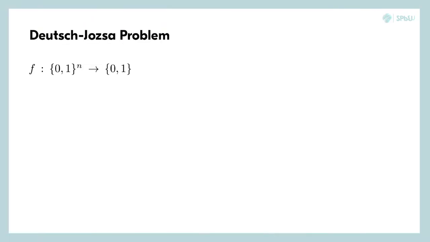Let's take a brief look at some other quantum algorithms designed to show the power of quantum computing. The Deutsch-Jozsa problem, published in 1992, is formulated like this. We have a black box oracle function which maps n bits to 1 bit. And we know for sure from a reliable source that this function is either constant or balanced.